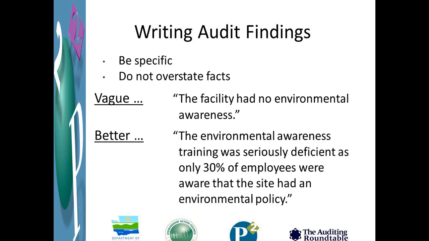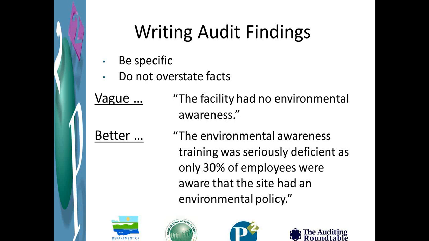So let's just take a look at some examples of writing audit findings to get a flavor of what makes for a useful, helpful audit report, one that does add value to the organization and the whole process. Certainly, it almost goes without saying that being specific yet not overstating the facts is an important characteristic. So a couple examples. One I've got here, the facility has had no environmental awareness. Much better to point out where the awareness training was seriously deficient by citing a percentage, presumably from a document that you've reviewed.